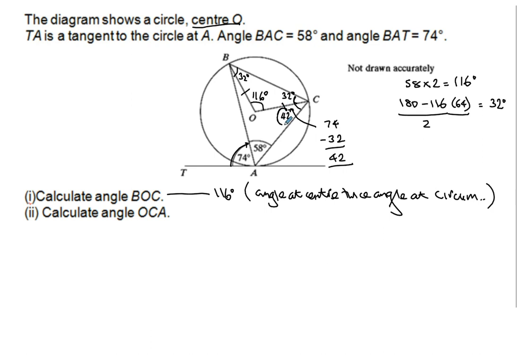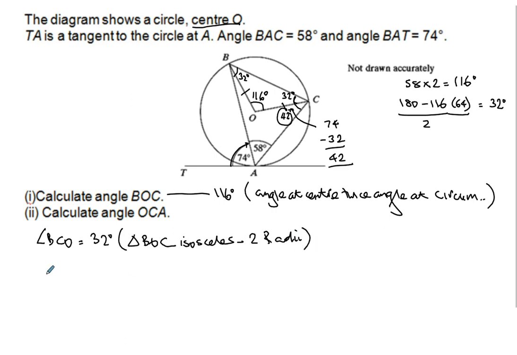Now how did we arrive at that? Once we have the 116, we found the 32s. So let's talk about that one being 32. So angle BCO equals 32, and the reason why is because triangle BOC is isosceles, two radii.